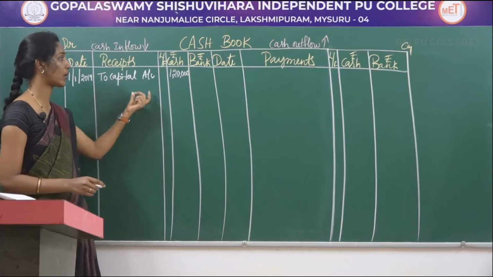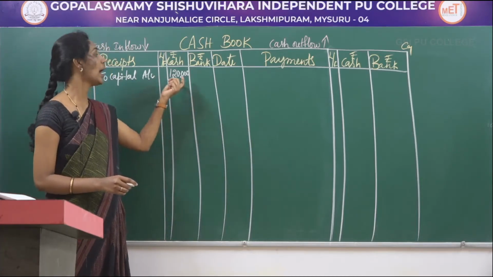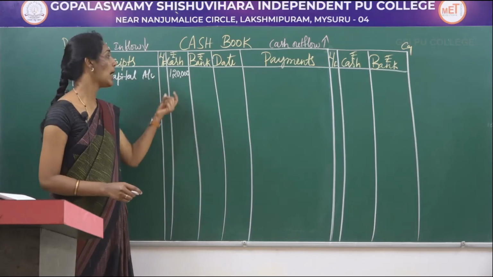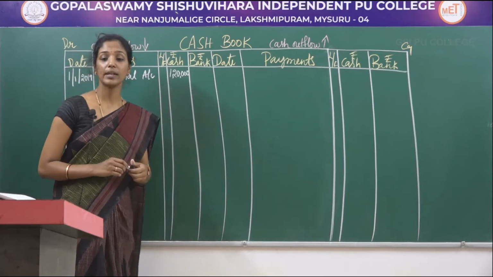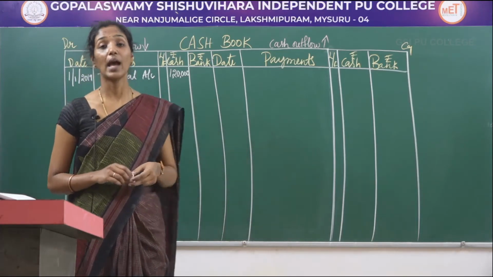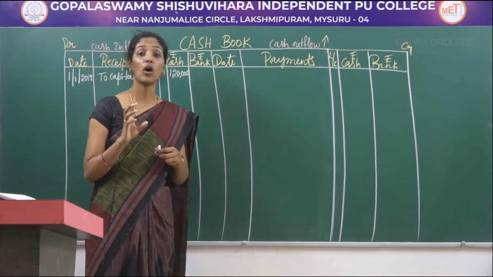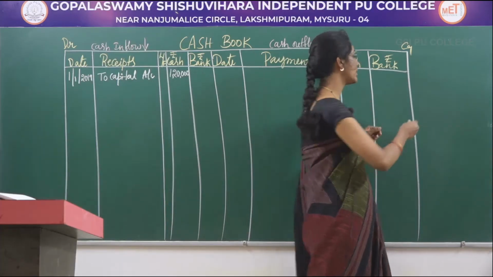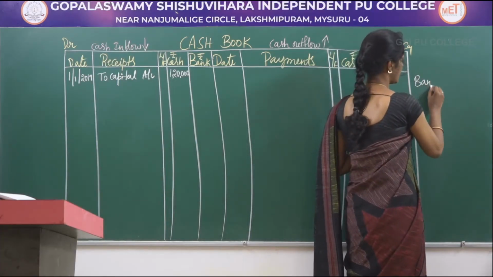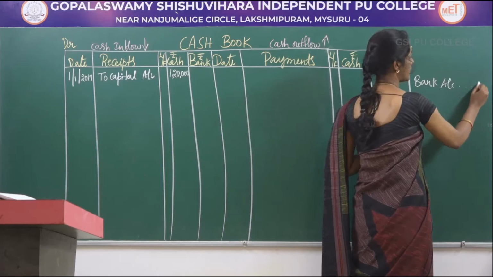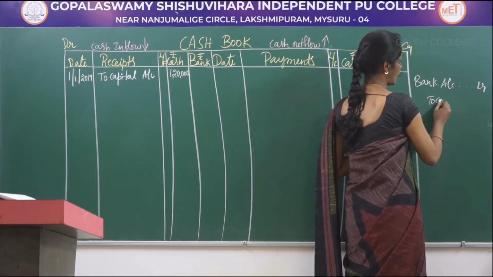So to capital account rupees 1,20,000 and it should be recorded in the cash column as 1,20,000. Next, what is the second transaction? Cash paid into bank rupees 50,000. So this is a contra entry. So what is the journal entry for that? Bank account debited to cash account.